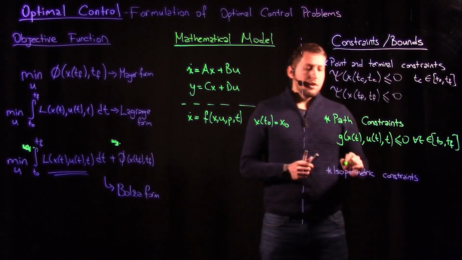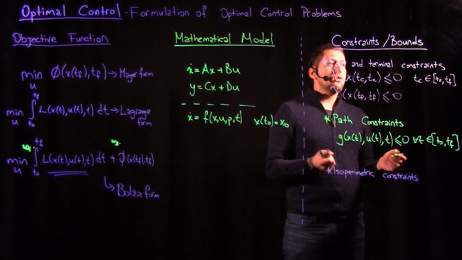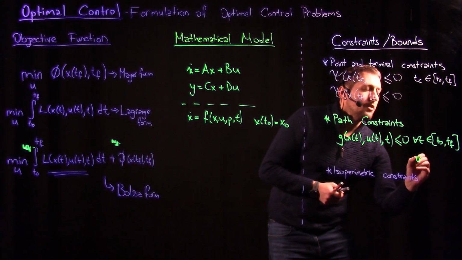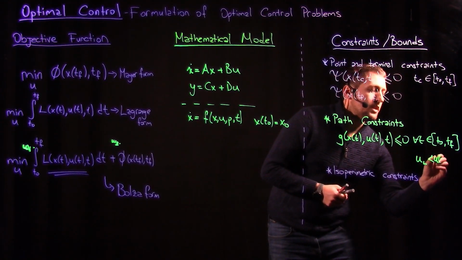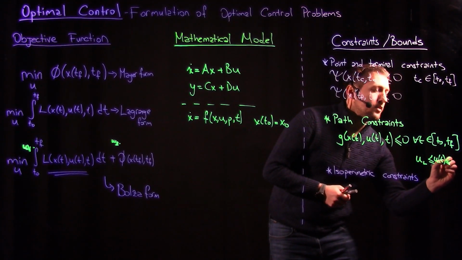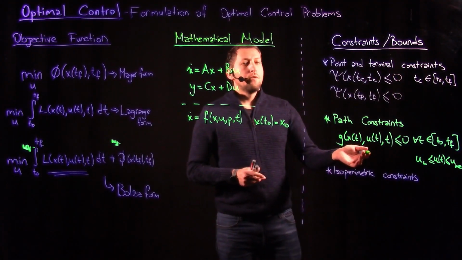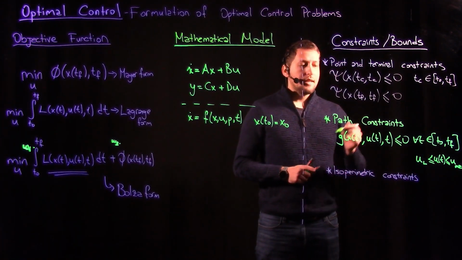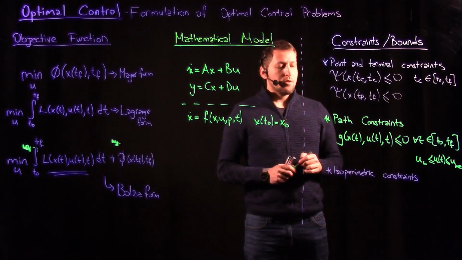Maybe before proceeding with the isoperimetric, I can give an example for the path constraint, and most of the time they are valid for input values. For example, we have a lower value for input, and we want our u(t) to be in between this lower value and the maximum value, u max. Or if we have a flow rate and a constraint, we can also define something like that as a kind of path constraint. And this brings us to the final point, which is the isoperimetric constraints.